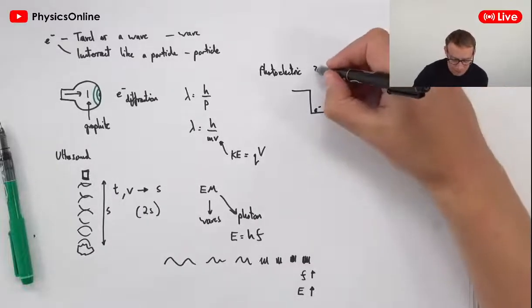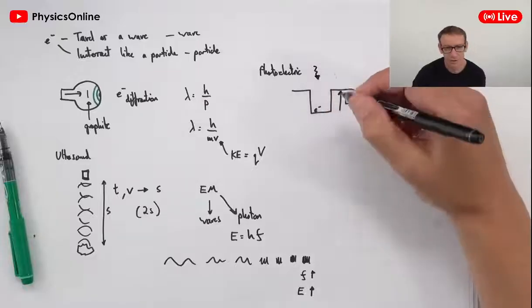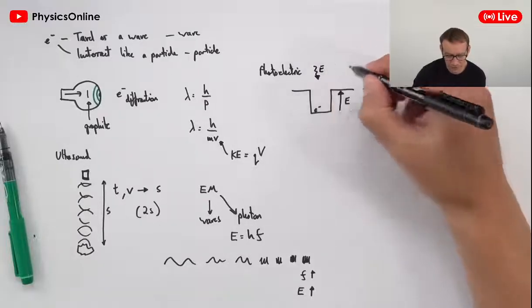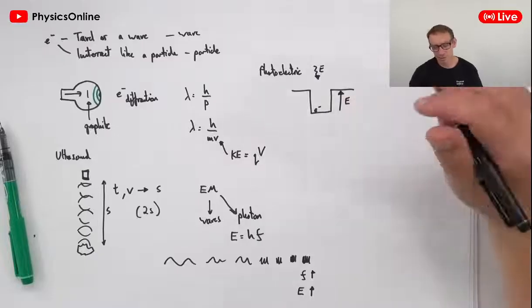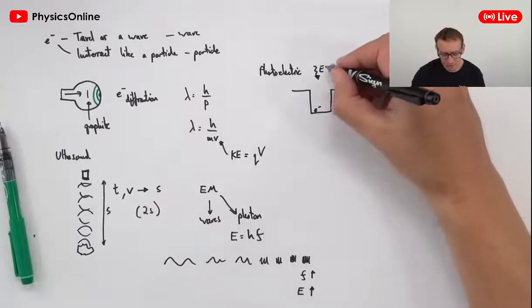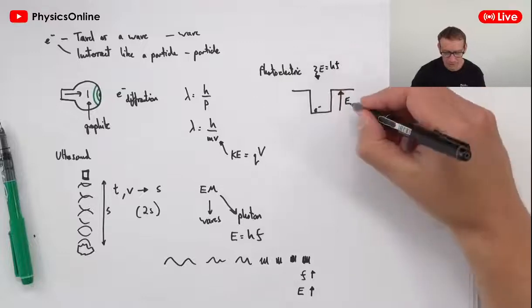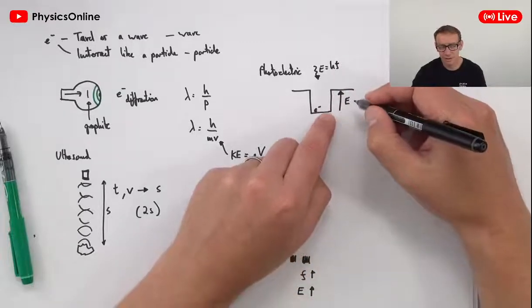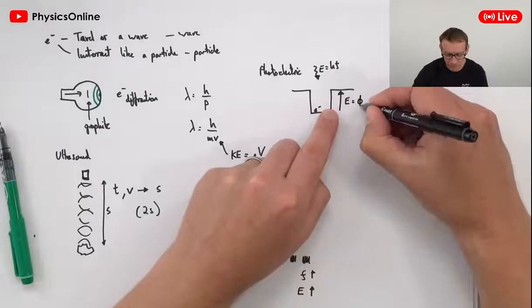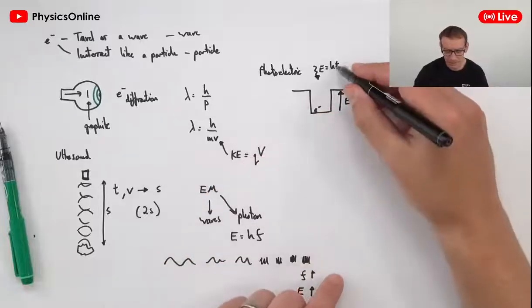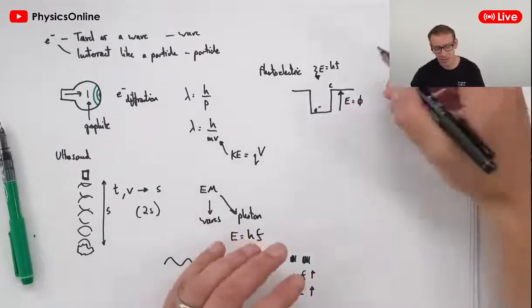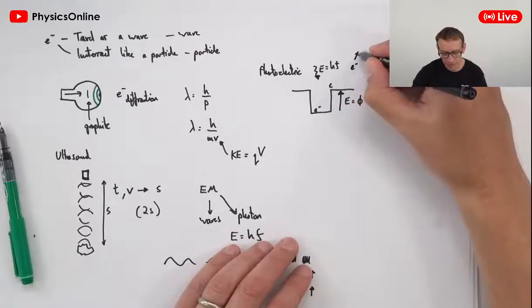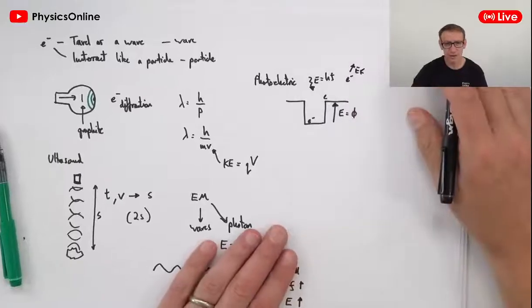Now, if a photon comes in, and that photon has enough energy, or more energy than the energy needed to get that electron out of that hole, that photon energy is equal to hf. The energy needed to liberate an electron from the surface is what we call the work function, phi. If the photon energy is bigger than that, then the electron can get out of the surface, and any extra energy will be in the form of the kinetic energy of that photoelectron.